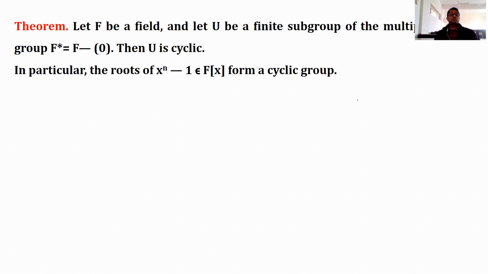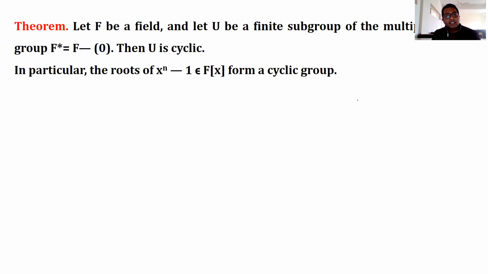That means he wants to say if F is a field, whether finite or infinite. We don't know if F can be finite or infinite. But you have to choose a finite subgroup. U is a finite subgroup of the multiplicative group F star. You have to take a multiplicative subgroup from the field, but from the non-zero elements of the field.